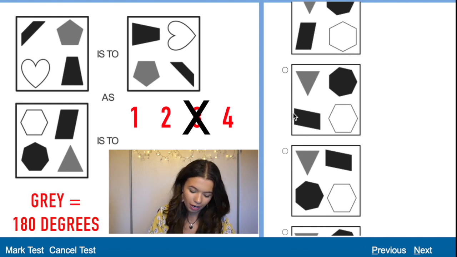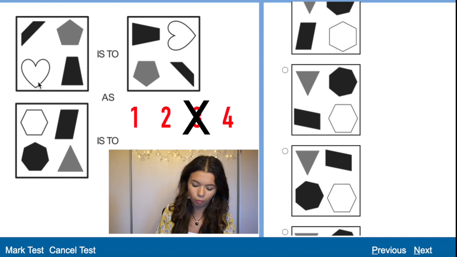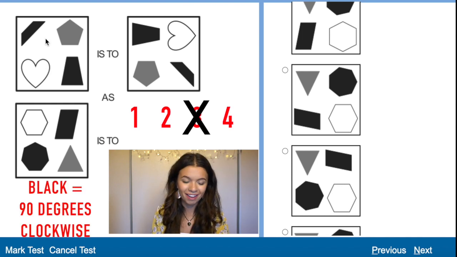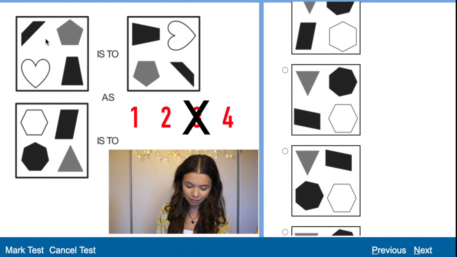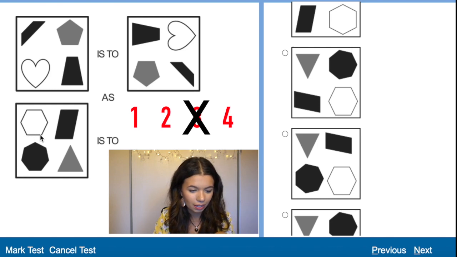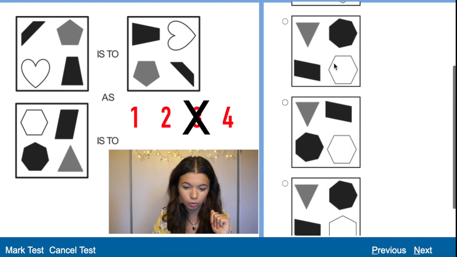So if I put grey equals 180 degrees, the white heart rotated 90 degrees anti-clockwise, so white equals 90, black 90 degrees clockwise, in which case I think we might have a pattern finally. Let's see if there's an answer that gives us that solution. We've said white is 90 degrees anti-clockwise. So if we take this baseline here, we want this edge to be flat. Okay, so that leaves us with either option 1 or 4.